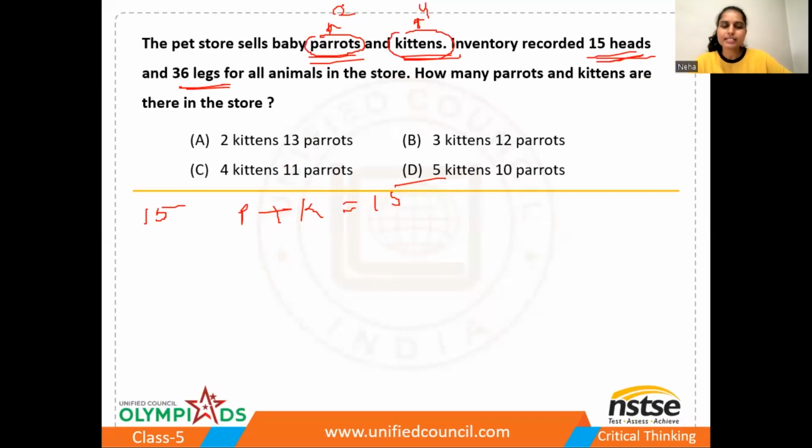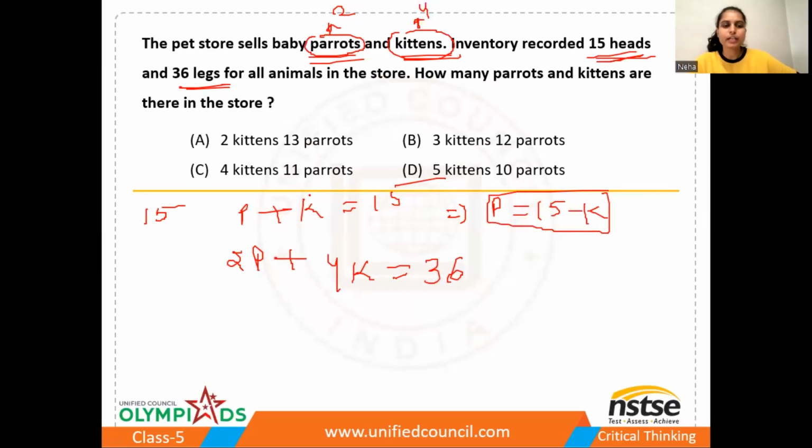And as we can see, 2 parrots, okay, parrots have 2 legs, so 2 feet, plus kittens have 4 legs. That means 4k is equal to 36. Alright, so now I can solve it very easily. So from this I can say that p is equal to 15 minus k, right?